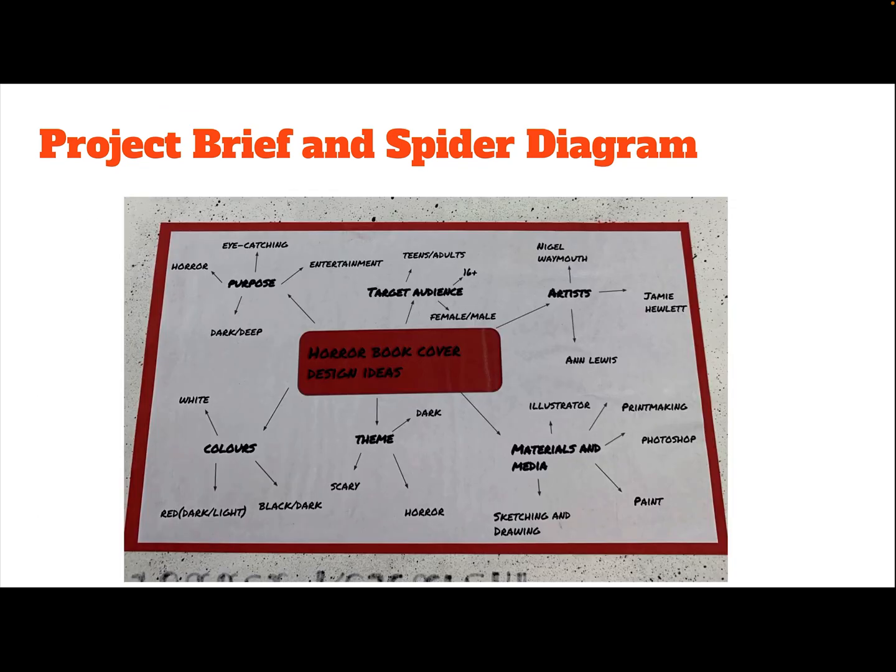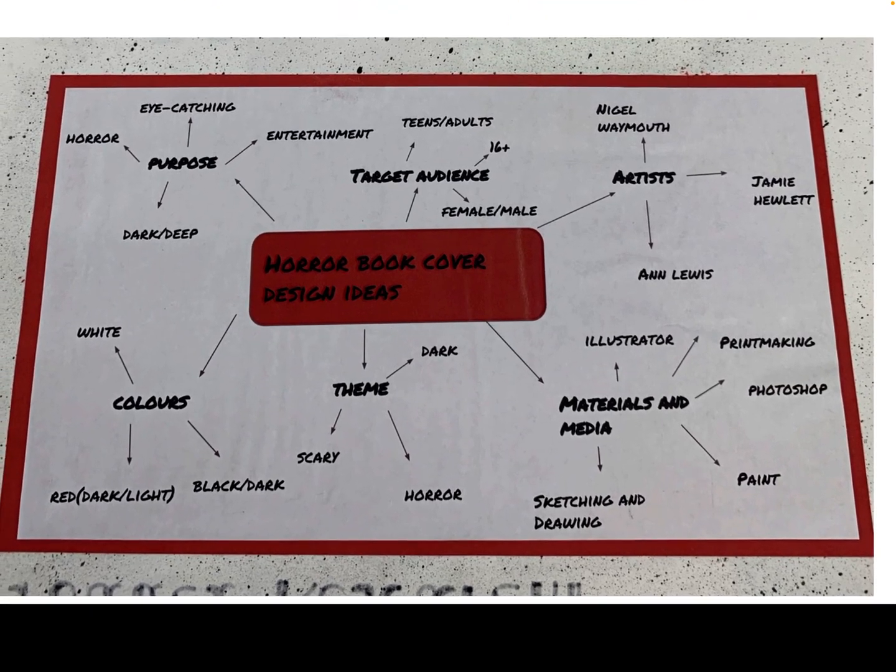But here we go. Here's an example here from a student in the past. So his project was about horror book cover design ideas. So he started off with the heading in the middle. He's then broken it down into purpose. Why is he doing it? Target audience. Who's going to be looking at this book cover? Who are you specifically aiming your project at? Which artists are you going to be looking at? Most of you have made a list now of the artists you want to do. Okay, write them down there.